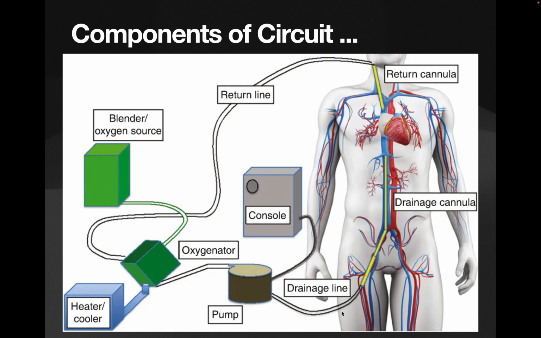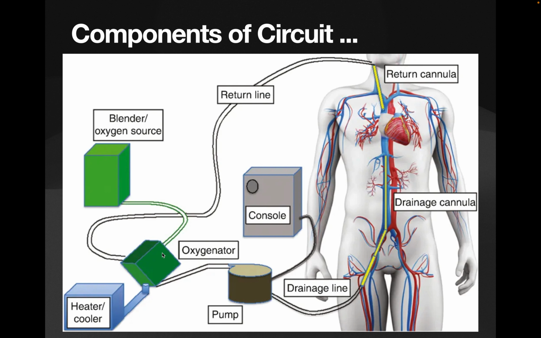This drainage line comes into the pump, which will push the blood. One connection is to the console, that is the machine, and another connection is to the oxygenator, where you have a blender oxygen source. Here you can also have the option of a heater or cooling of the blood which comes into this oxygenator.